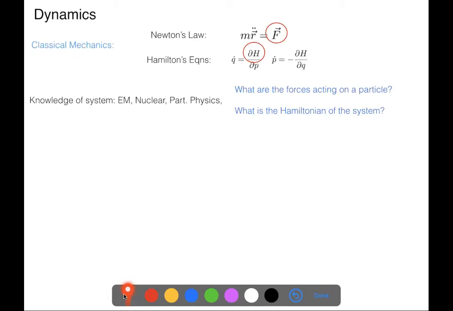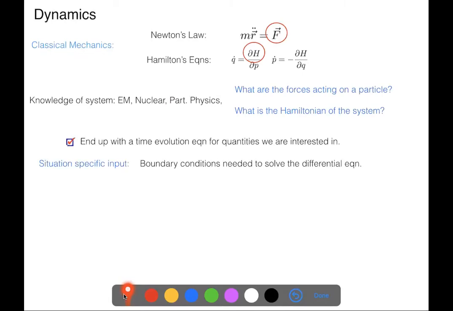And if you know what system you are talking about, for example, if you know what are the forces acting on a particle or what is the Hamiltonian of a system, this is something that classical mechanics does not tell you, and you have to go to electrodynamics, nuclear physics, particle physics, and various things to know what your Hamiltonian is, what are the forces. But once you have knowledge of the system, then you can write down this set of equations, which is the equation for time evolution of quantities.